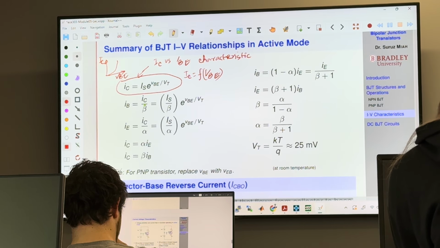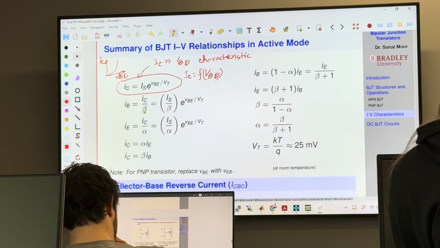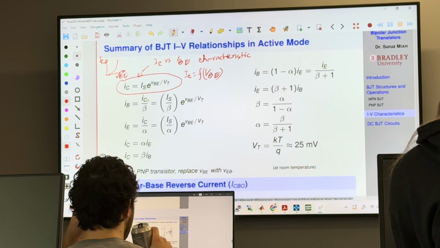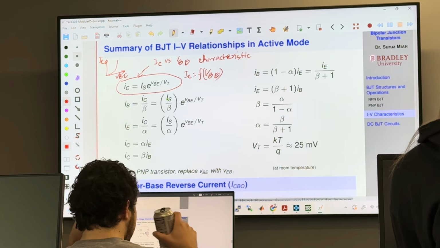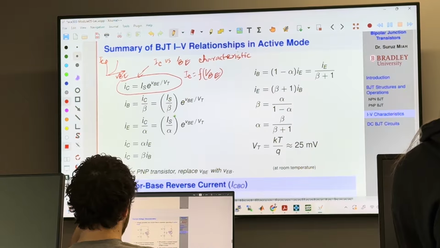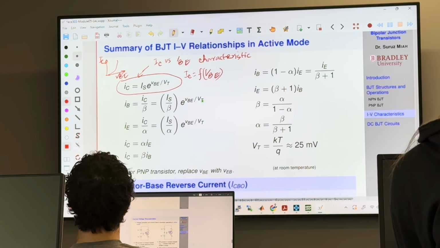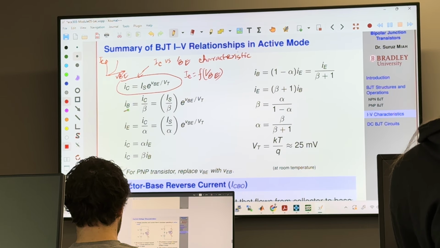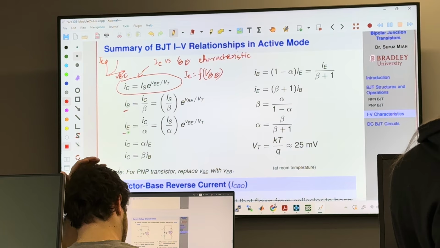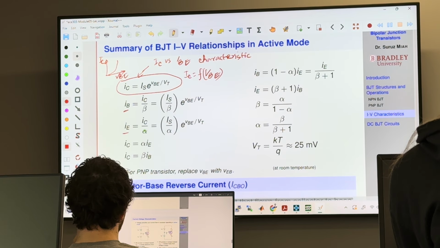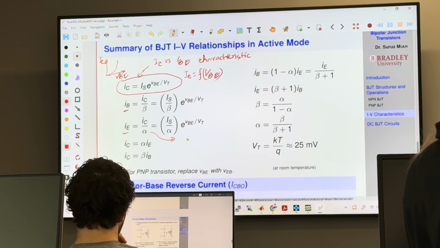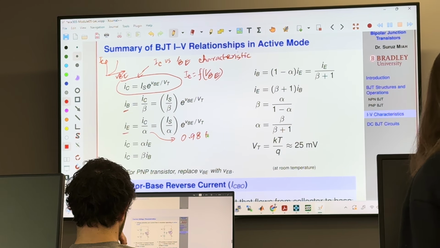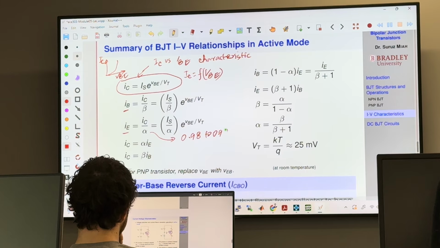IB, the base current, is going to be IC over beta if it operates in active mode. In other words, substituting the expression for IC, IB equals IS over beta times e to the VBE over VT. So you see that this is the equation for IB, and IE is going to be IC over alpha, and alpha is about 0.98 to 0.99.